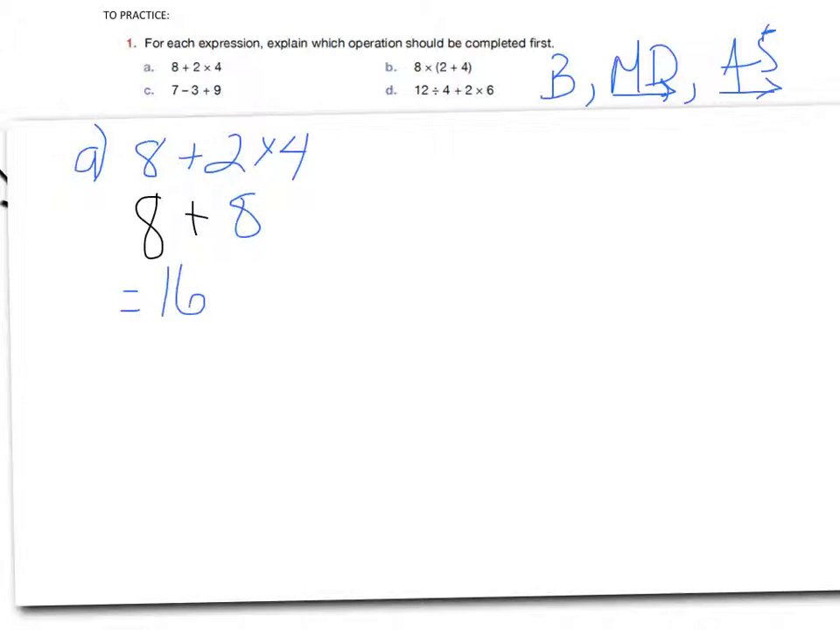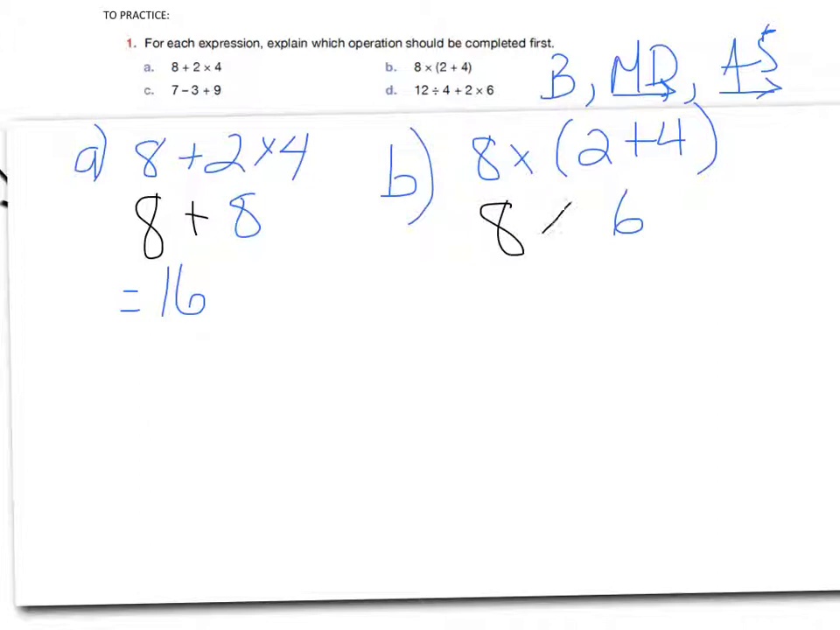Take a look at yours. Did you do it correctly? Let's try the next one. B. Very similar question. 8 times 2 plus 4, and the 2 plus 4 is in brackets. All right, so let's take a look. Brackets first. Oh, that means I have to do my adding first today. 2 plus 4 I know is 6. I bring down my other part of the question. That still stays the same. 8 times 6 now equals 48.